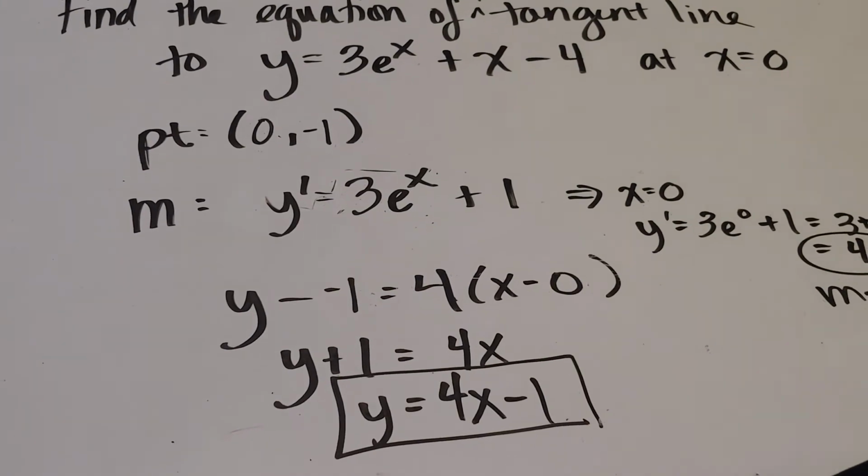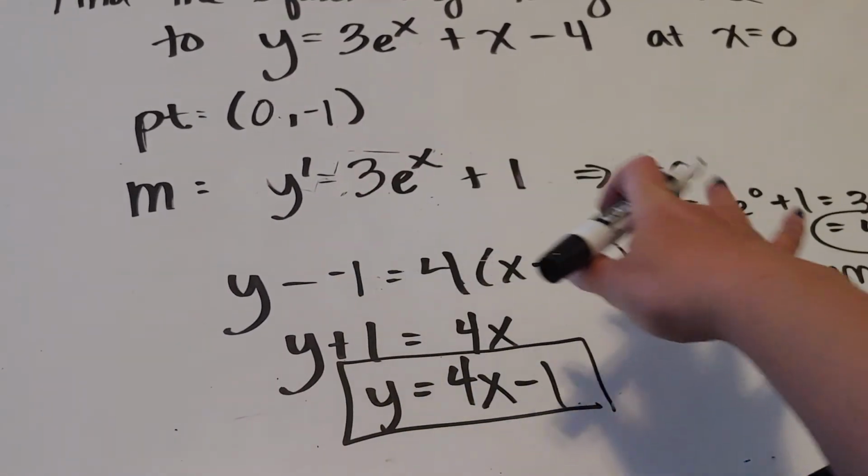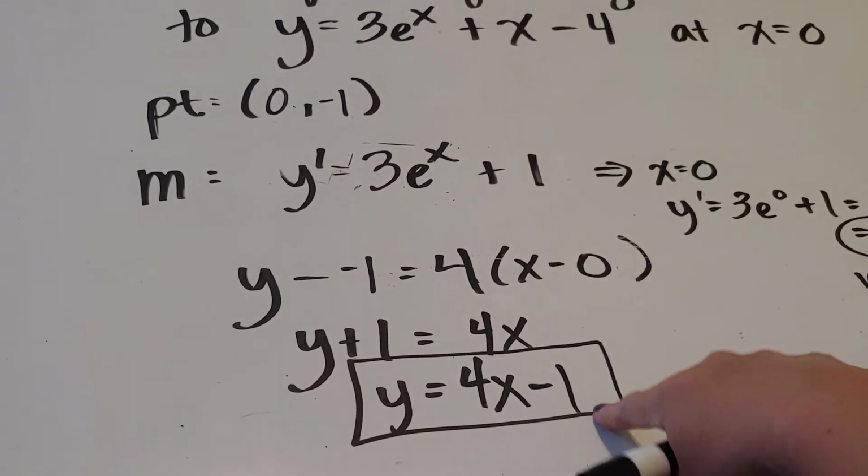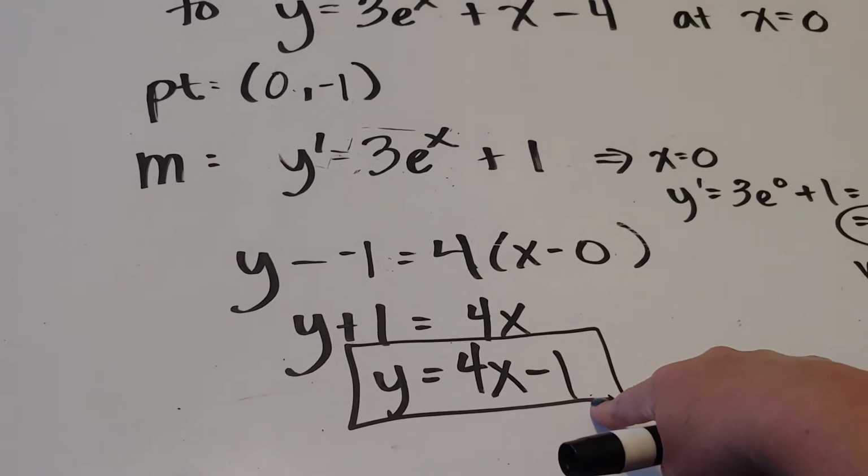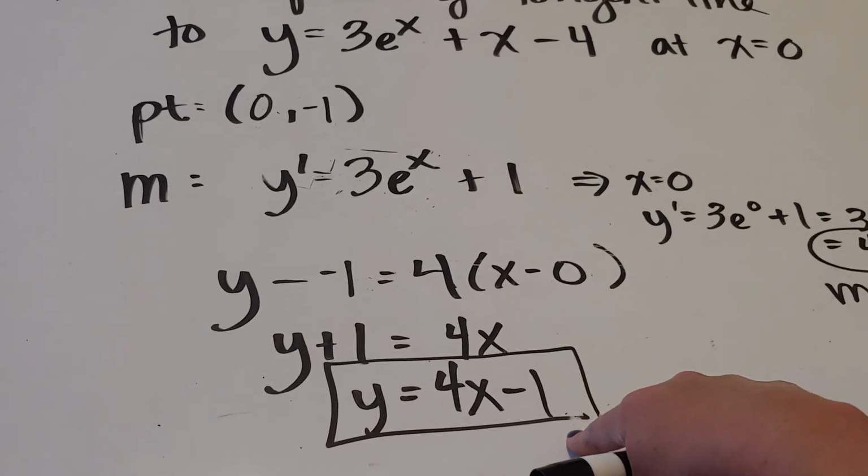The reason why is, if you made any mistakes in here, when you go to graph, this is not going to be attached to our graph. So it's a good check to make sure that your work is correct.